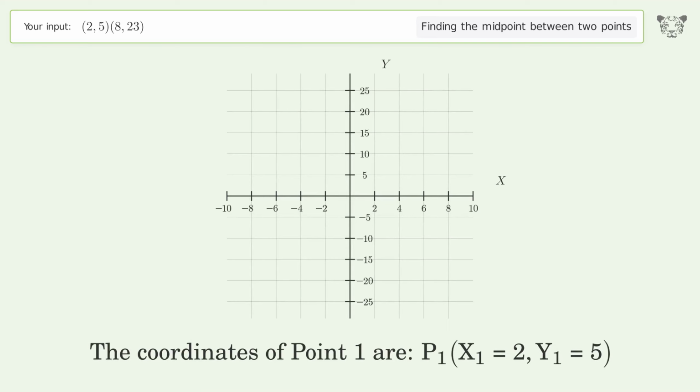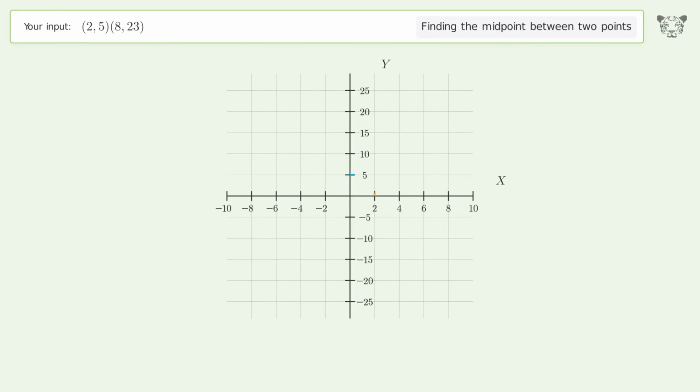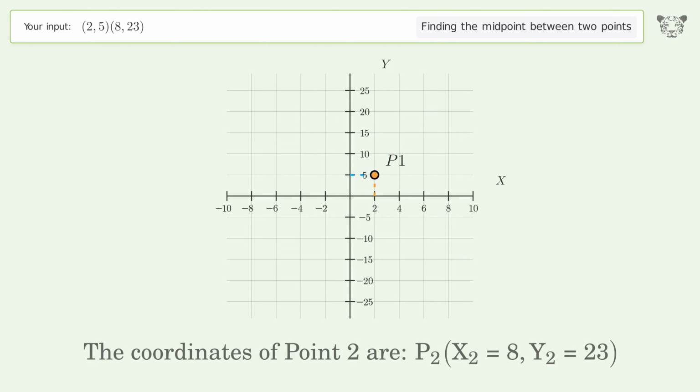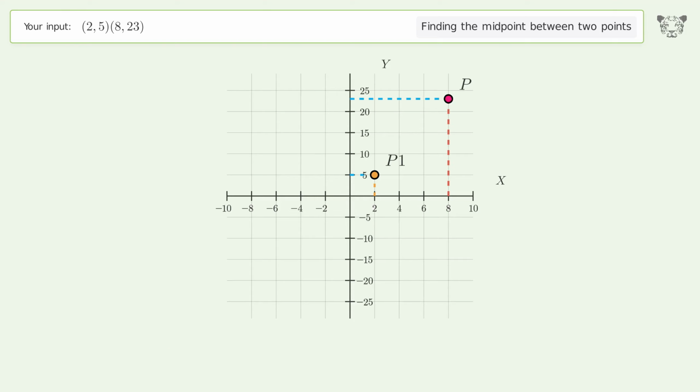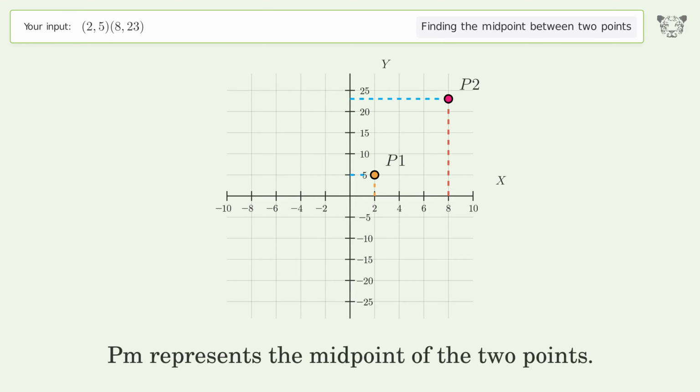The coordinates of point 1 are x1 equals 2, y1 equals 5. The coordinates of point 2 are x2 equals 8, y2 equals 23. PM represents the midpoint of the 2 points.